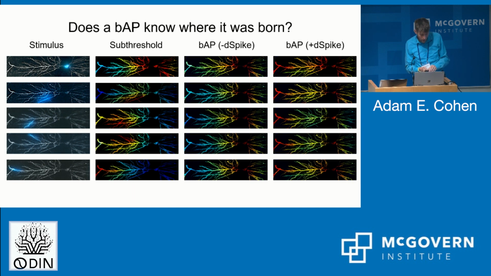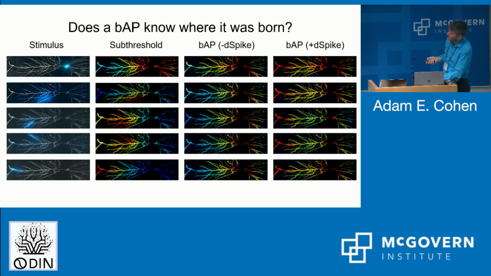To our great surprise, we found that the answer was no, to the best of our ability to measure it. So both back-propagating action potentials that do not make those dendritic spikes, as well as the ones that do make the dendritic spikes, have quite stereotyped spatial footprints which do not contain information, as best we can tell, about the location of the stimulus that evoked them.